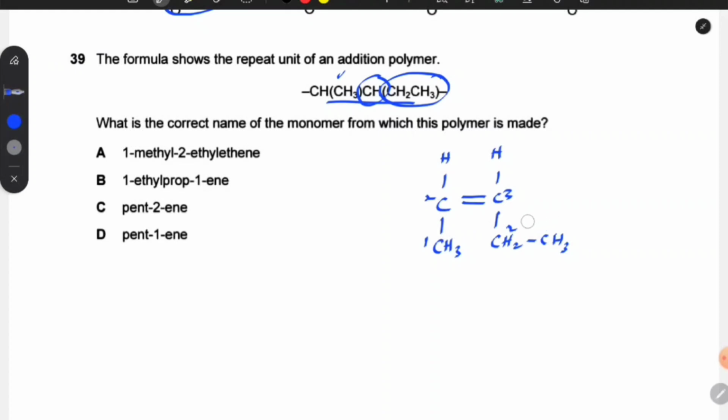So it's better, according to the rules, that we start numbering from the side where the double bond or functional group is present on the smaller number. Then 1, 2, 3, 4, 5. So this is the correct numbering. According to this numbering, because it has 5 carbons, its name is pentene. But we need to mention the position of the double bond. So that is why we will write pent-2-ene. So this is our correct option.